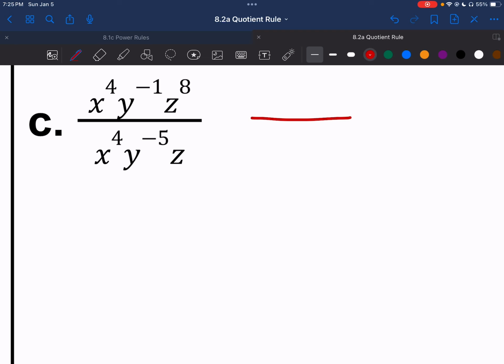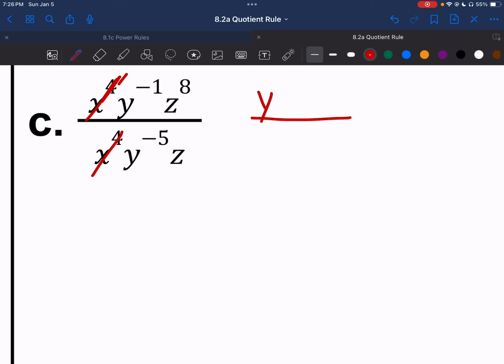We have our fraction bar. X to the 4th and x to the 4th. Do I have more on the top or the bottom? The answer is neither, and they just cancel out, right? X to the 4th divided by x to the 4th is 1. Where do I have more? Y to the negative 1st or y to the negative 5th? It's kind of a trick question. Negative 1 is the larger of those two numbers.